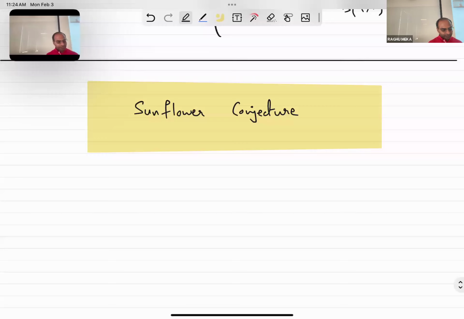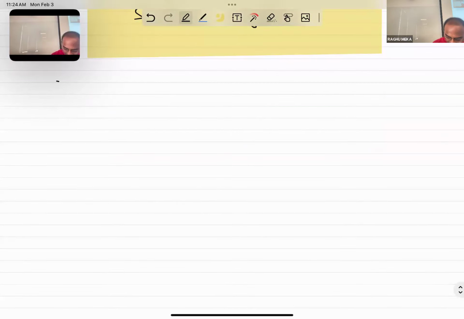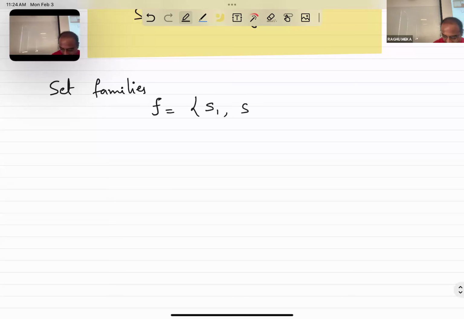Okay. All right. So what is the sunflower conjecture? It's basically trying to identify patterns in sets when I just tell you that you have many sets. Okay. So the objects of study here are what are called set families. So let's say I just give you a collection of sets.